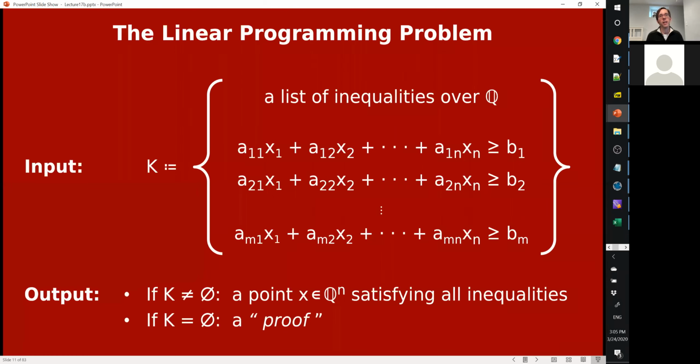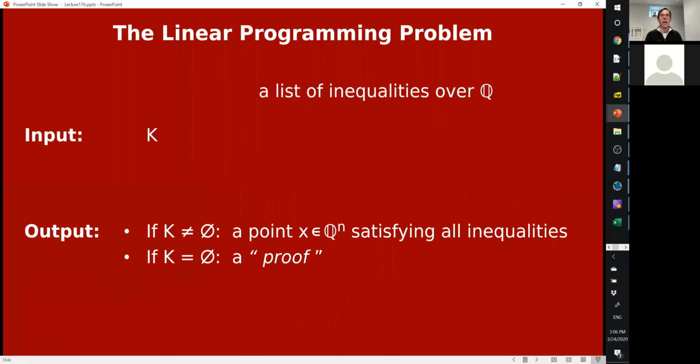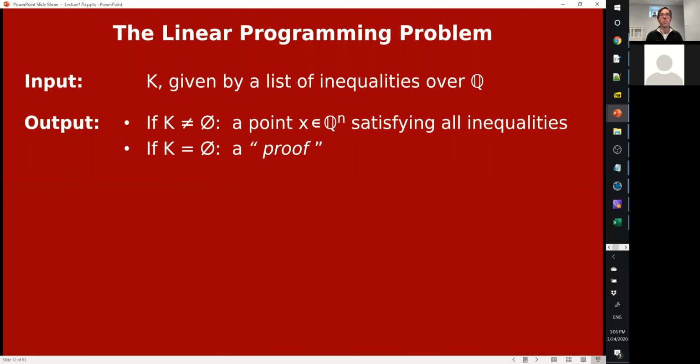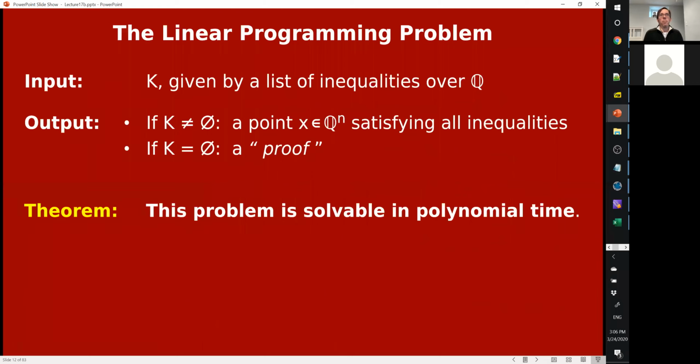And interestingly enough, if K is the empty set, ideally you shouldn't just say, yep, it's empty. What would be really great out of an algorithm given such a K would be to output a proof that there's no solution to these inequalities. And in fact, we're going to talk about how that's possible. But we'll come back to exactly what a proof is.